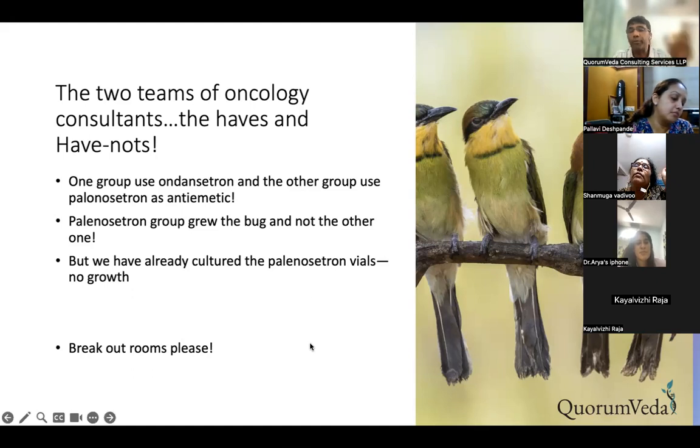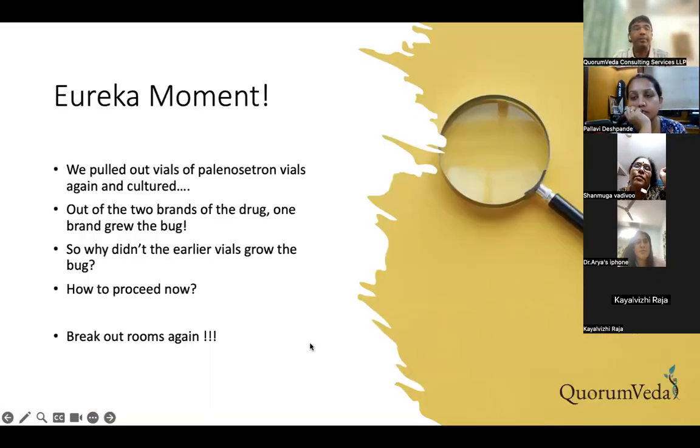Now, should I go for the breakout room or should we proceed? Now, we pulled out the vials of palonosetron again and cultured. And we had 2 brands of palonosetron, all earlier cultured. Out of the 2 brands, 1 brand grew the bug. And next day, exactly the same antibiogram.